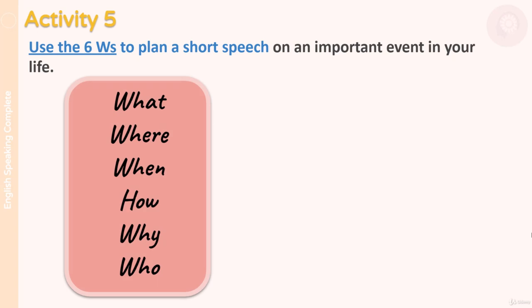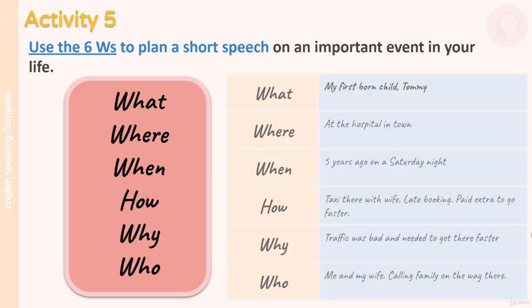Okay, so here are the 6 W's, 5 W's plus 1. And here is an example of my 6 W's for a plan. So here we go. It's all about my firstborn child. In case you wondered, this is fictional. I don't actually have a child called Tommy. But this is just an example of kind of the notes you can use. So it doesn't have to be in full sentences, can just be notes, words, whatever works best for you.